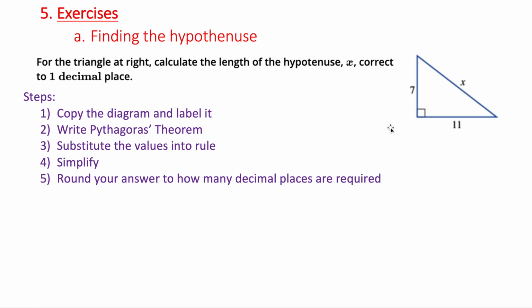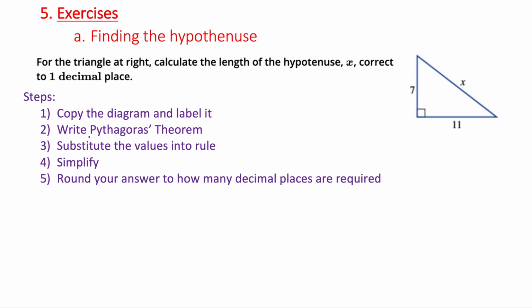When you're doing your practice exercises, you will have the diagram in the computer. You always have to copy the diagram and label it. Then you have to write the Pythagoras theorem, substitute the values into the rule, simplify it, and then round your answer to how many decimal places are required. Okay, so let's get into it.